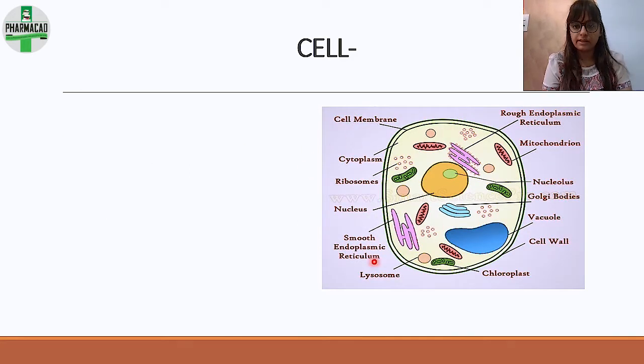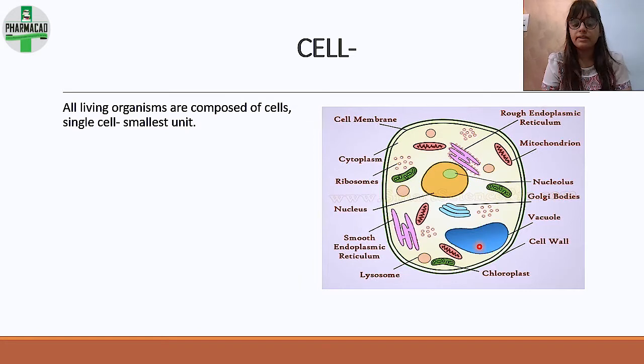This is a cell, this is the cell membrane, this is the cytoplasm and these are all organelles. Organelles are like our organs; the organs of the cell we call organelles. Cell is the smallest and the functional unit of our body.